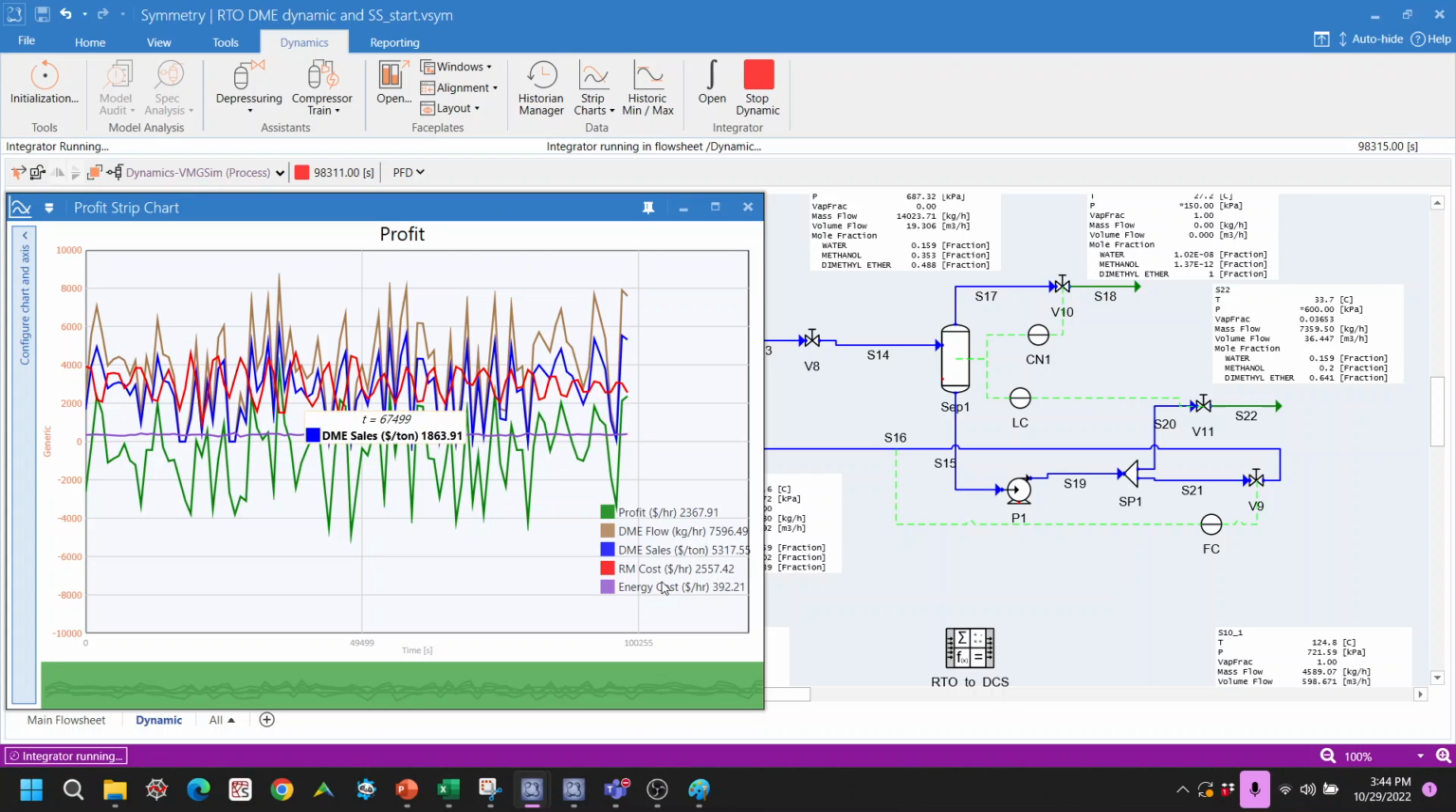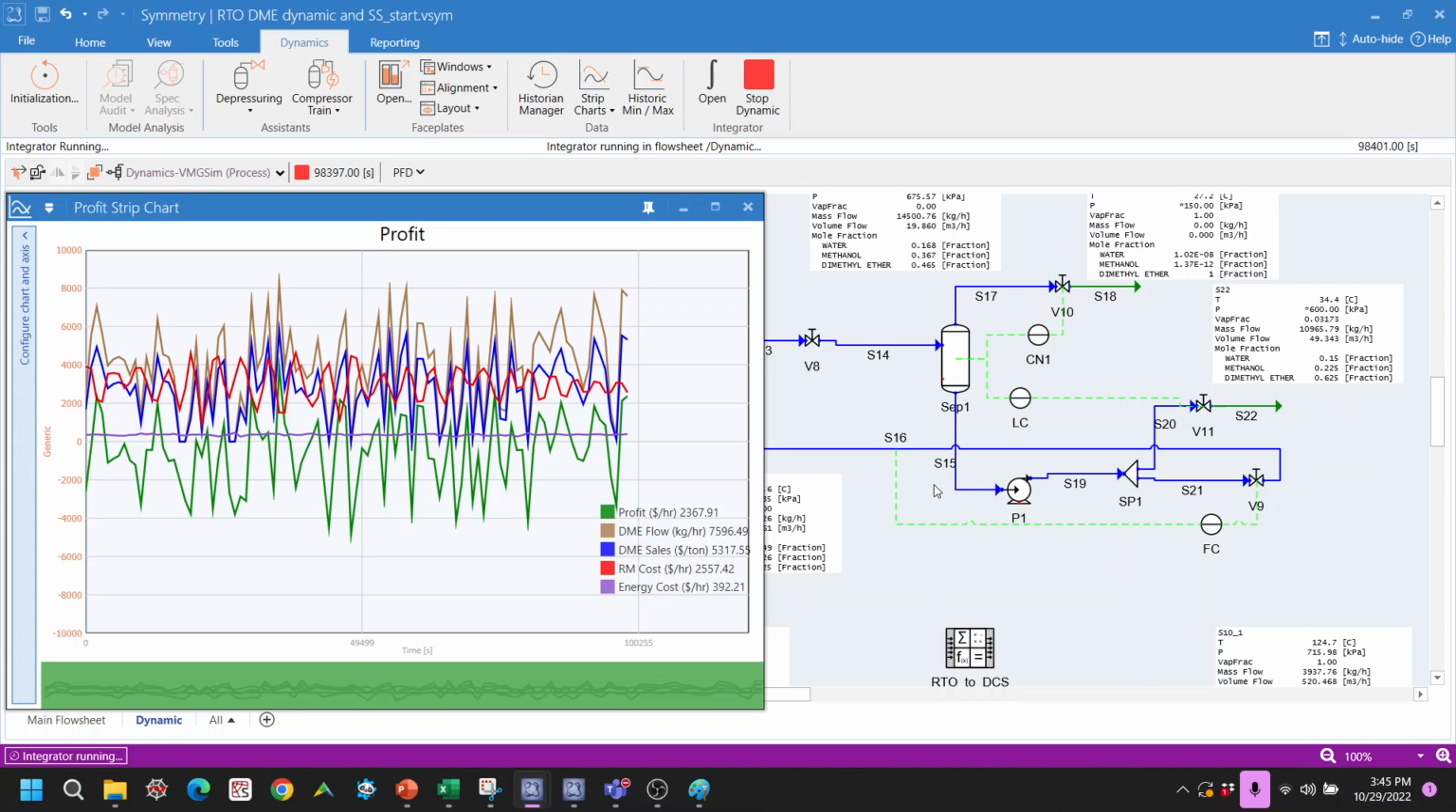But we can see the raw material cost is steadying. Yeah, the makeup methanol itself is getting steady. When you put in profit, does it understand that you want to have a max profit or not? This one, no. This is a plant. Oh, okay, this plant doesn't understand.